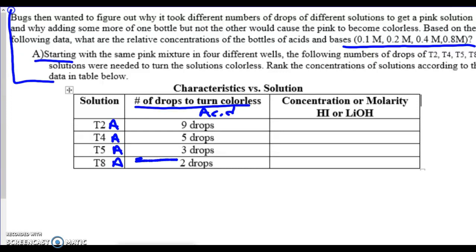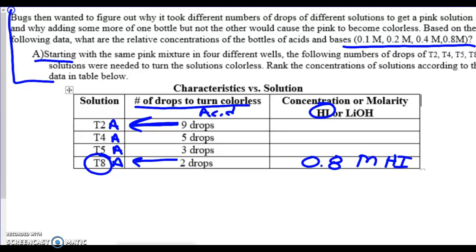So this one took 2 drops of this acid to go from pink to colorless. And this one took 9 drops of this acid to go from pink to colorless. That tells me that this T8 must be a lot more concentrated to go from pink to colorless, because it did it in 2 drops. So I would say this is my 0.8, and my acid is HI. So this is my 0.8 molar HI.